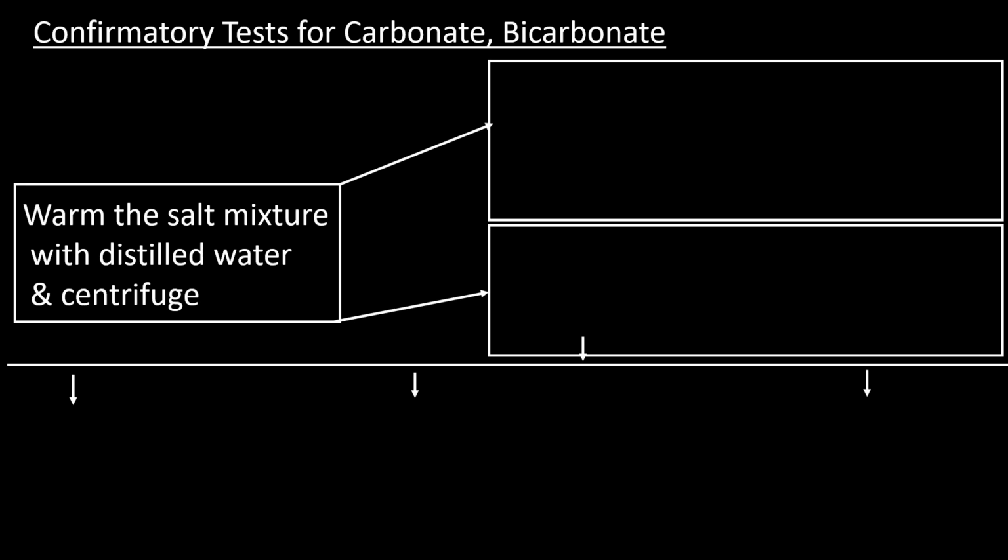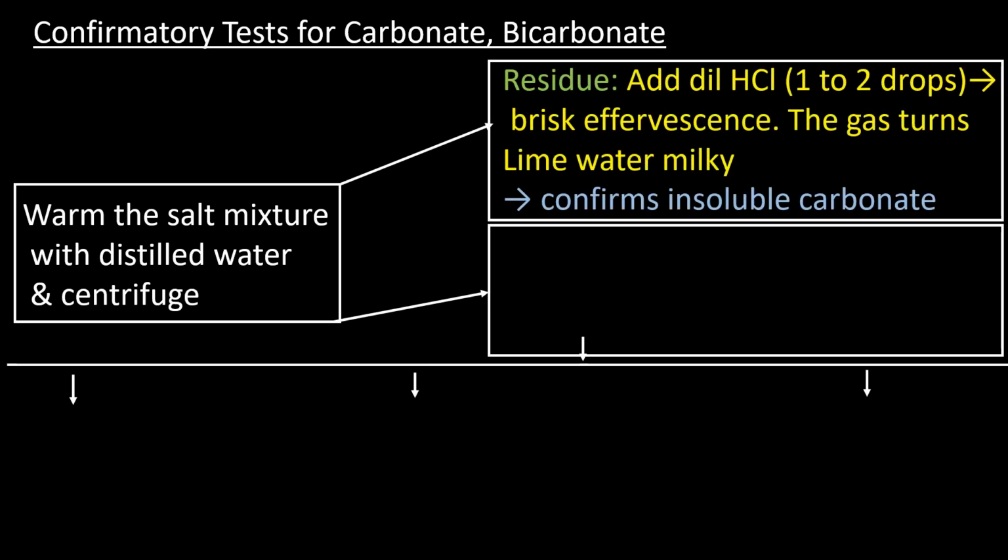Now coming to the confirmatory test for carbonate and bicarbonate. You warm the salt mixture with distilled water and centrifuge. Then what will you get? The residue. If your salt is completely soluble in water, you will not get the residue. If your salt is insoluble, you will get the residue. If your salt mixture is partially soluble, say one salt is soluble and one salt is insoluble, then you will get the residue, and in the filtrate also some anion will be there.